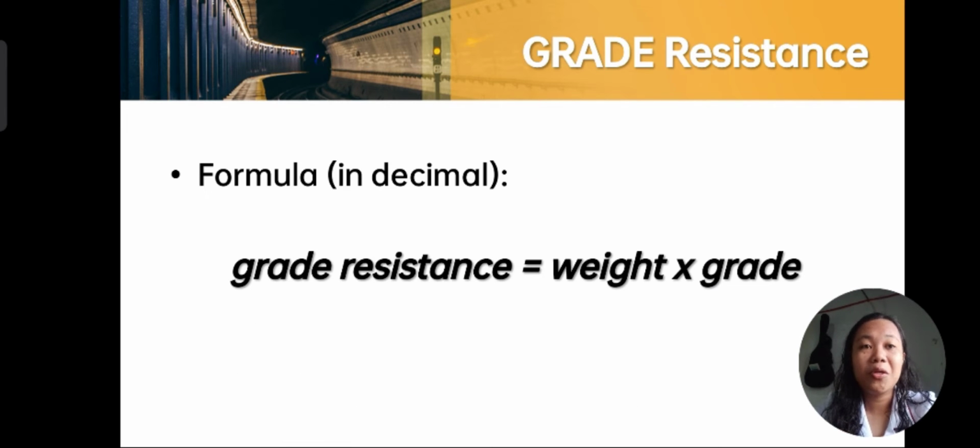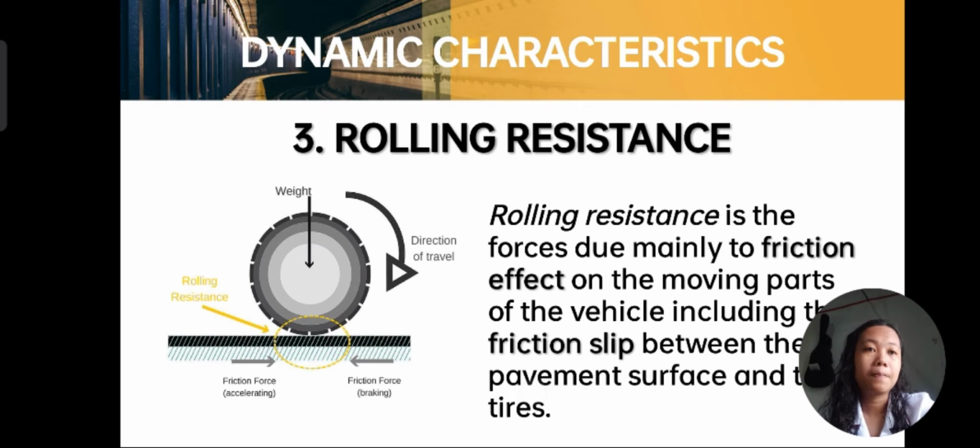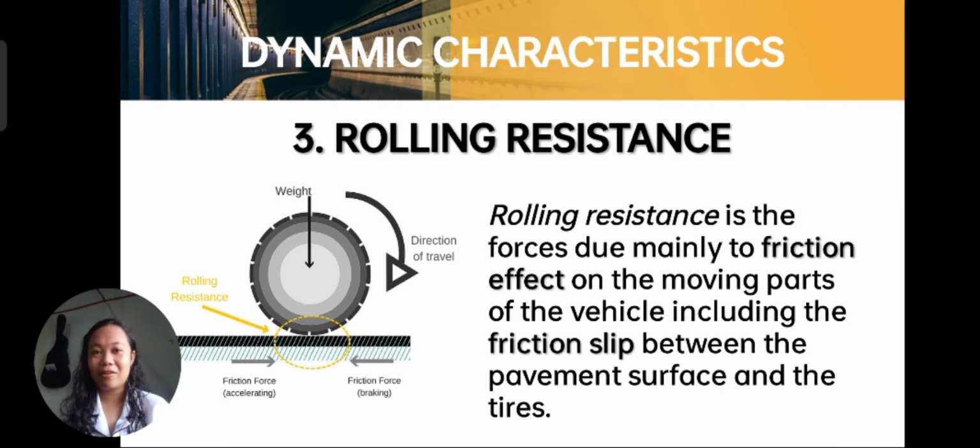So the formula for the grade resistance is as simple as the weight times the grade. Commonly, the grade is given in percentage, so to solve for it, we need to convert it into decimal value. The third dynamic characteristic is the rolling resistance.